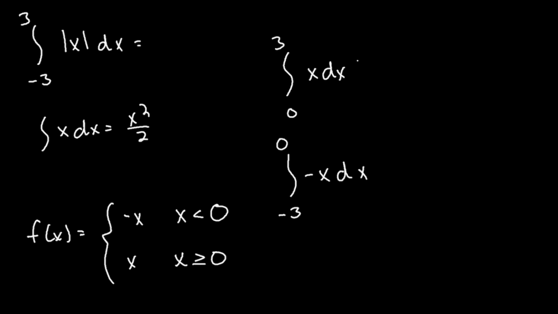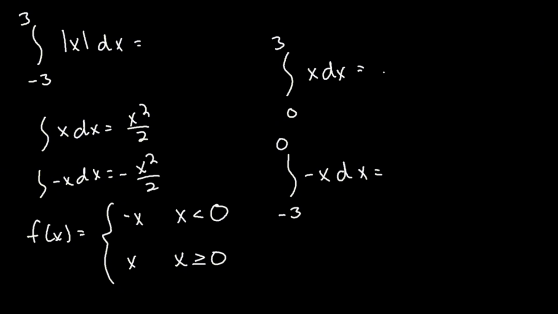So if we were to separate these into their own respective piecewise bounds, since x only applies from 0 and above, we have the bounds of 0 to 3. Since negative x only applies in this piecewise function for 0 and below, we have the bounds 0 and negative 3. So we can solve for this piecewise function like so. And also the antiderivative of negative x is just a negative version of the antiderivative for x.